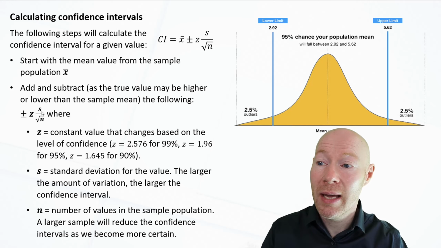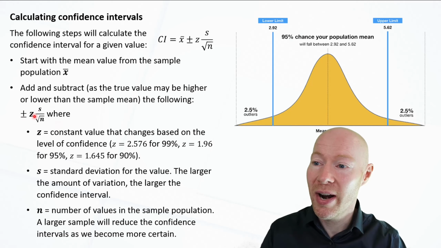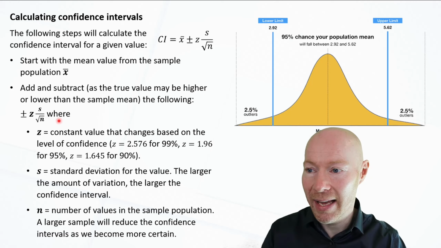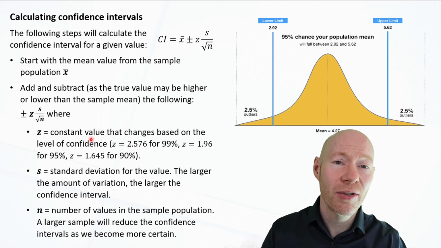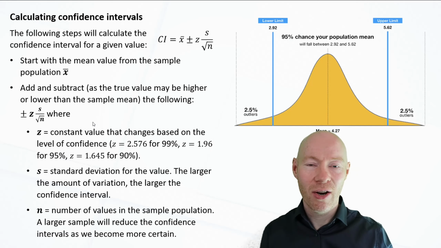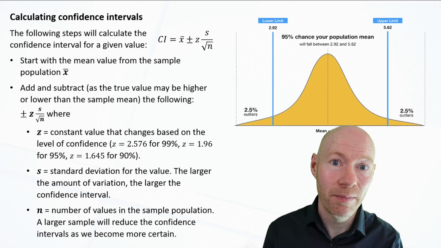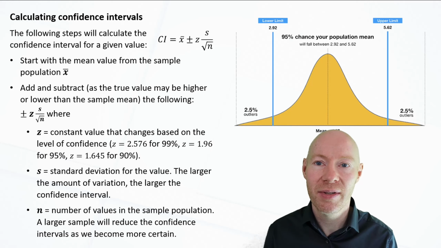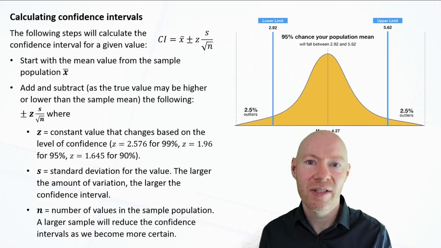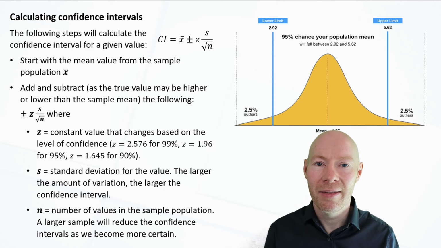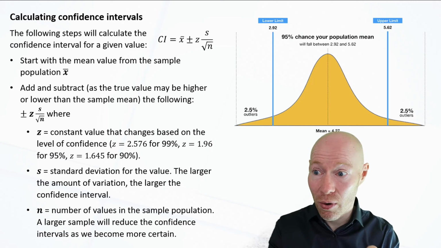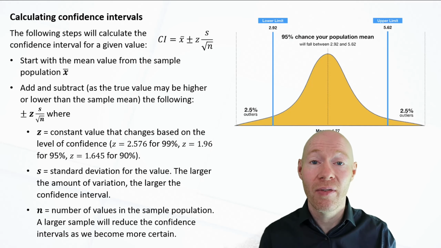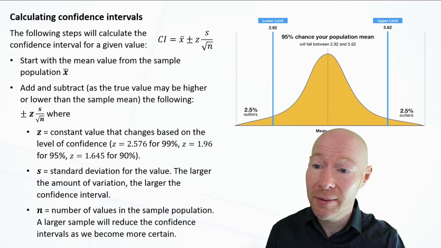The value that we are adding and subtracting is this here: Z times S divided by the square root of N. Z is going to be a constant value, something that we look up in a table. How it's calculated, we're not really concerned about. We're simply concerned with saying, what is our confidence level or alpha value? Then we go to the table and pick out what this constant value Z is, depending upon the level of confidence that we want to have in it.